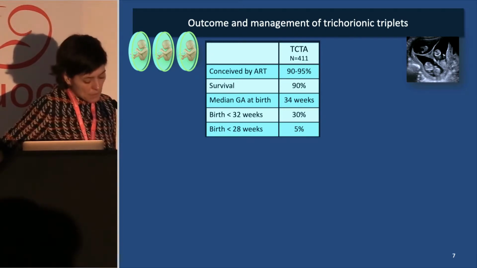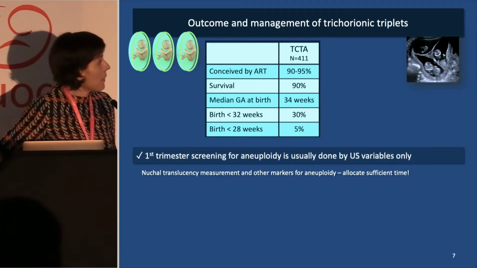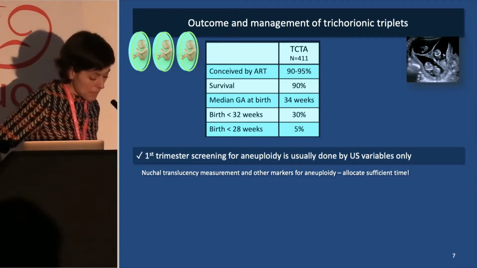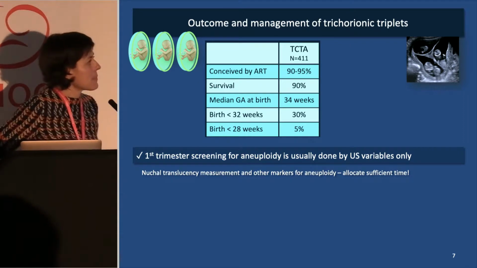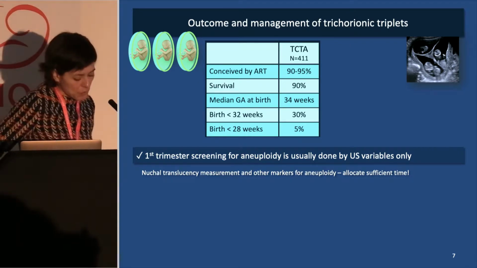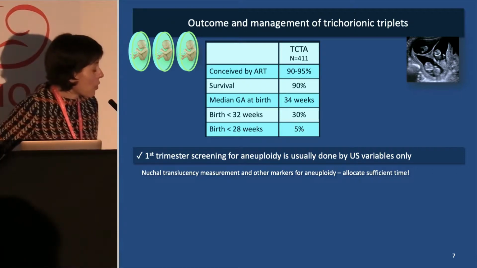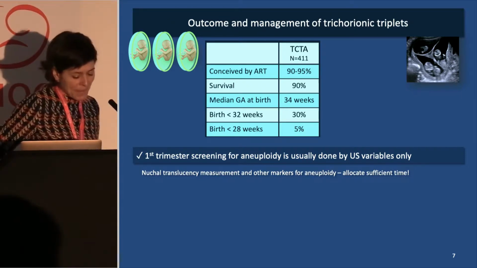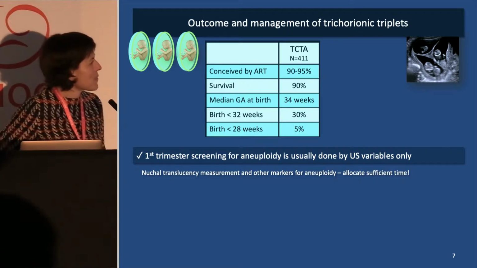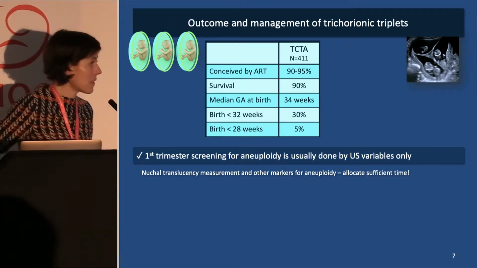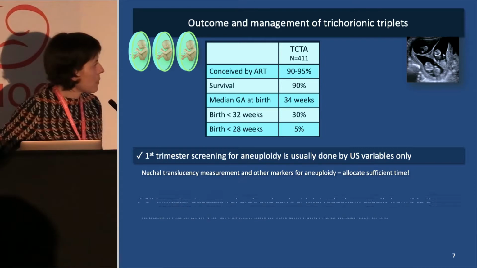Now, for the management, every patient that has the diagnosis of trichorionic triplets obviously has the first trimester scan, where we look for structural anomalies as well as we can, and also do the risk assessment for Down syndrome. To my knowledge, there are companies that offer NIPT for triplet pregnancies, but I checked the literature yesterday and I don't find any data. So as far as I know, NIPT testing is not yet an option in trichorionic triplets.